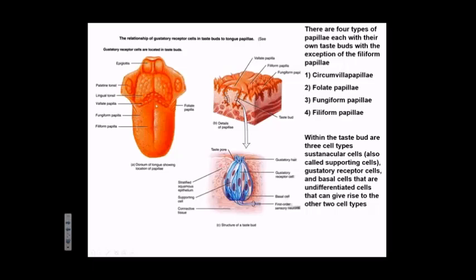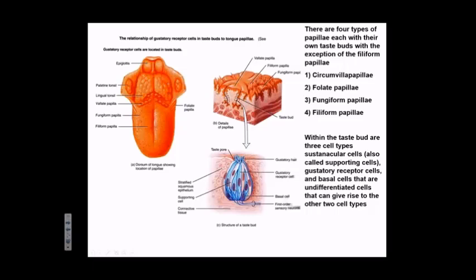Here's your tongue, and your tongue is divided into the anterior two-thirds and the posterior one-third. Remember, cranial nerve stuff. The anterior two-thirds is taste via the facial nerve. The posterior one-third is taste via the glossopharyngeal nerve. And you have taste buds in the back of your throat that's glossopharyngeal too, maybe some vagus.